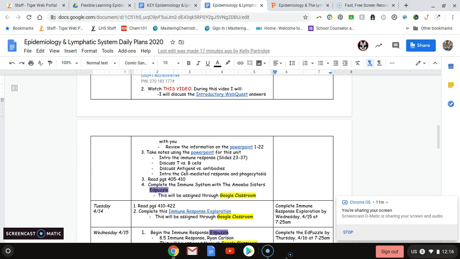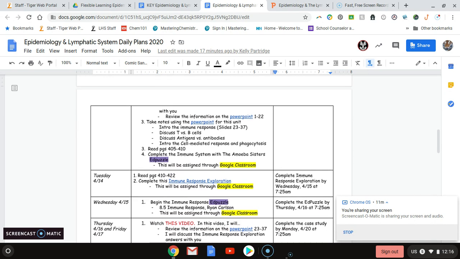For this week, you are to complete the egg puzzle. That is going to be due on Tuesday. And then you're going to work on this immune response exploration, and that's going to be due on Wednesday. And then Wednesday, you have another egg puzzle. On Thursday, I will post another video for you, and it will discuss those slides 23 through 37 that you're taking notes on and working on.